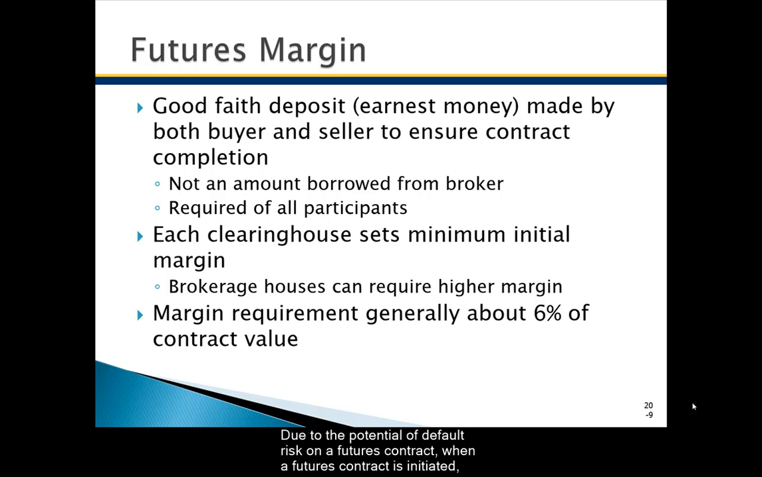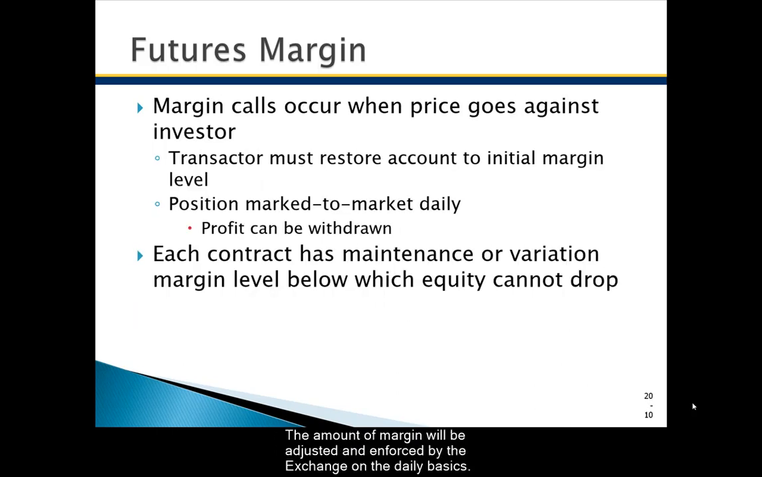Due to the potential default risk on a futures contract, when a futures contract is initiated, a certain amount of good faith deposit needs to be placed for both counterparties to honor their obligations. The good faith deposit is called a margin, which accounts for a small percentage, say 6%, of the underlying asset value in the contract. The amount of margin will be adjusted and enforced by the exchange on a daily basis, and this process is called mark-to-the-market margin adjustment.